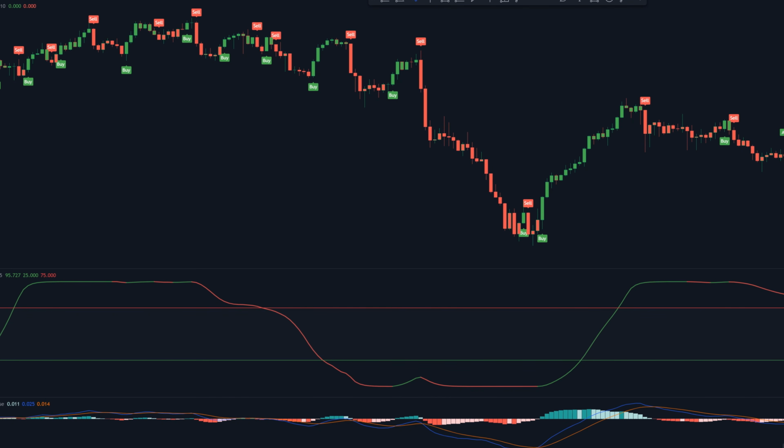Now, let's get back to the video. Now, where were we? Oh, we're supposed to change the settings for these 2 indicators that we just added.